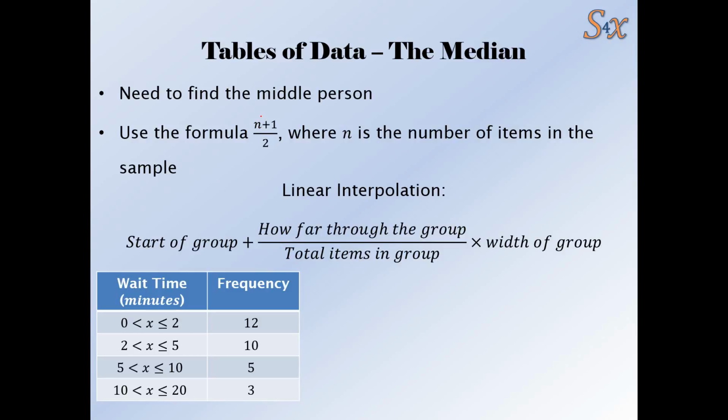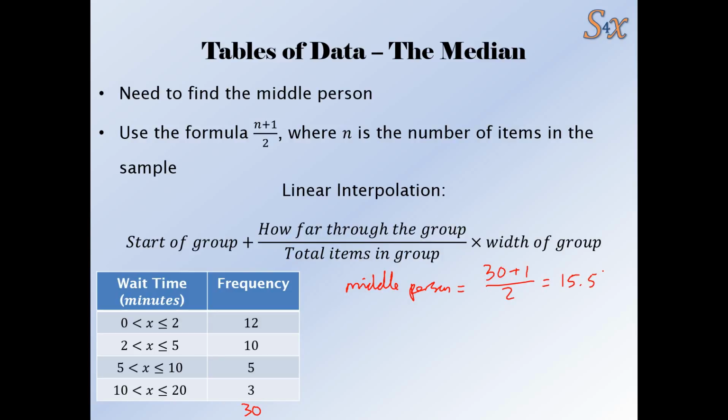First things first, we need to know n. We need to know how many people we surveyed overall. So if we add all these up, we get 30. Now the middle person, we apply the formula. So it says do n plus 1 over 2. So that's 30 plus 1 over 2, and that actually gives us 15.5.